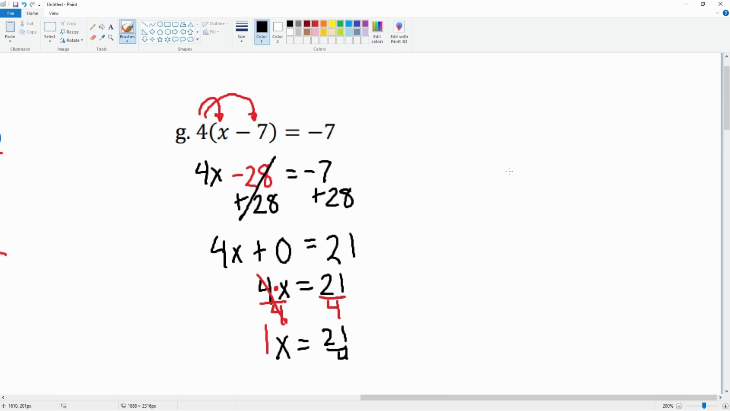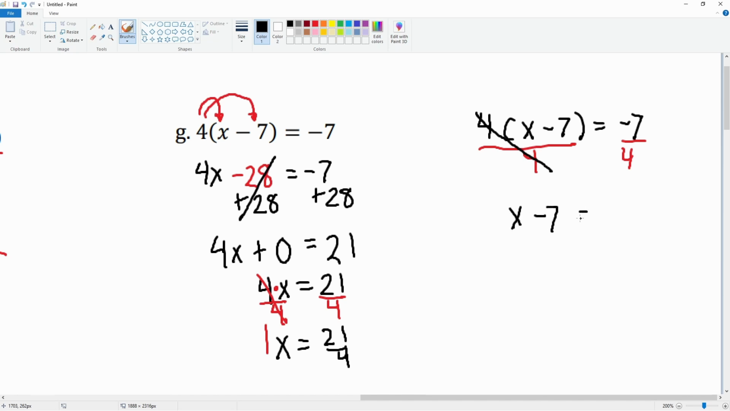Let me show you what happens if you try to do it the other way. Watch what happens when you try to actually divide the 4 out here. Divide by 4, divide by 4. Notice the left-hand side becomes pretty. It cancels, this cancels, leaving you with an x minus 7. Equal sign, negative 7 over 4, negative 7 over 4. Do you see that? It's still ugly, right? This gets very ugly.